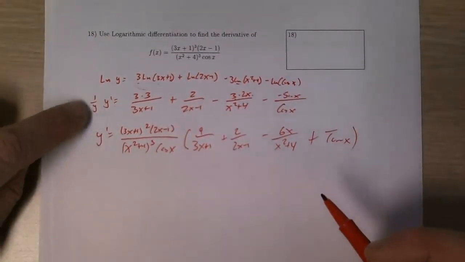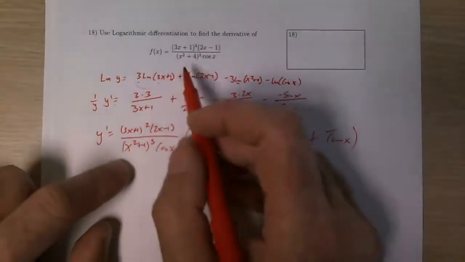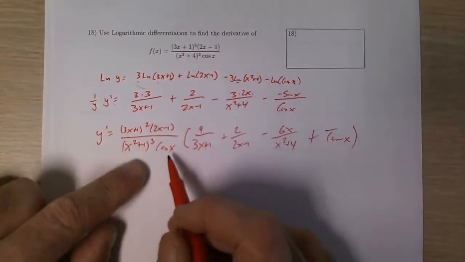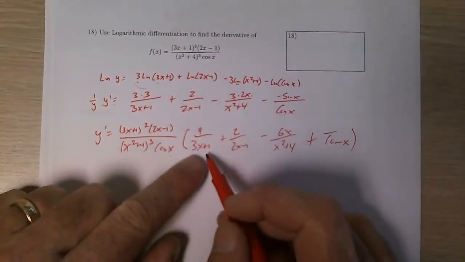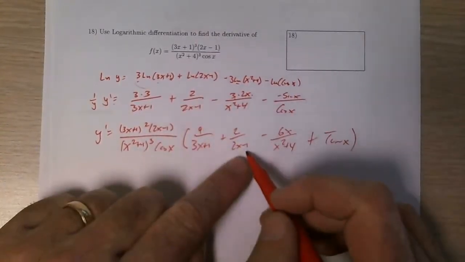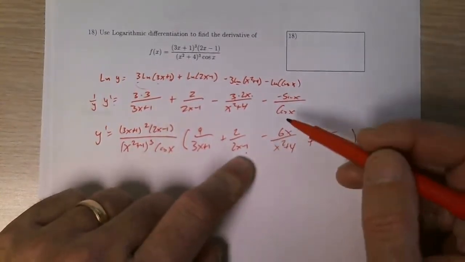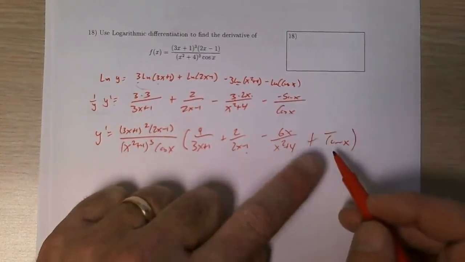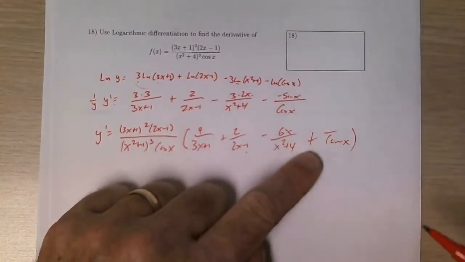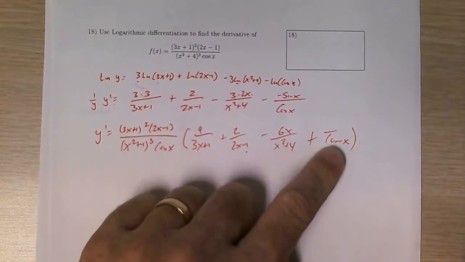Solving for y prime, you just multiply by y. Well, y is the original function that you started with. So there's that. And then I've got the 9 over 3x plus 1. This is the 2 over 2x minus 1. This is a minus 6x over x squared plus 4, and the minus minus becomes a plus, and I just chose to write sine x over cosine x as tangent x.